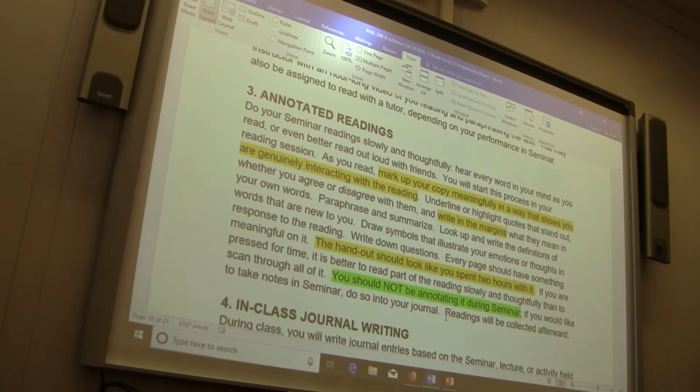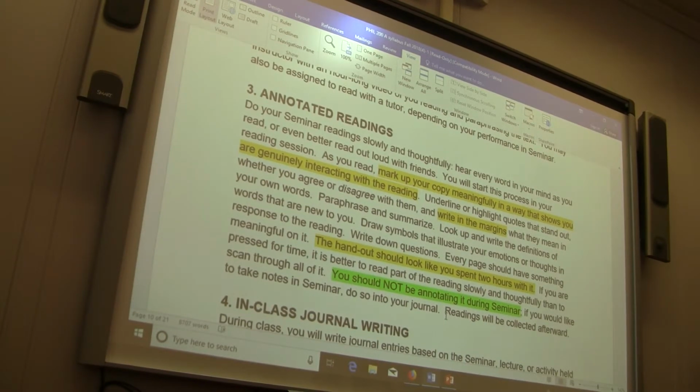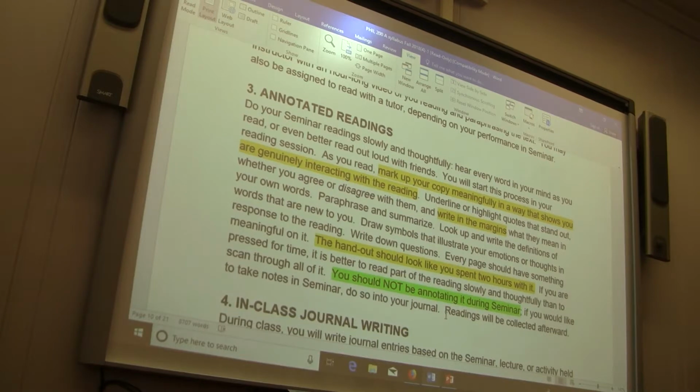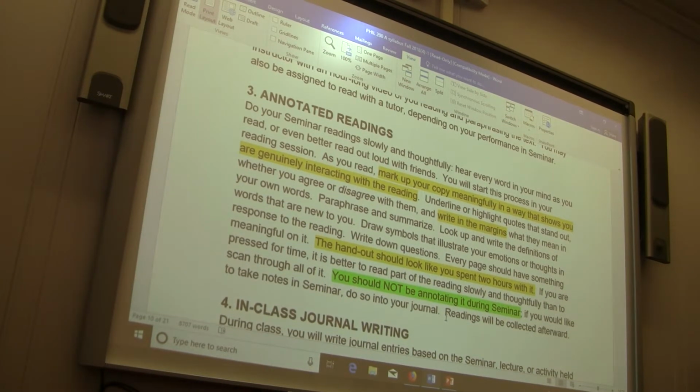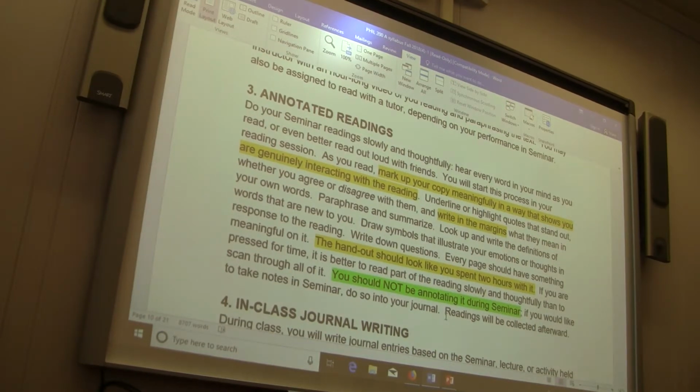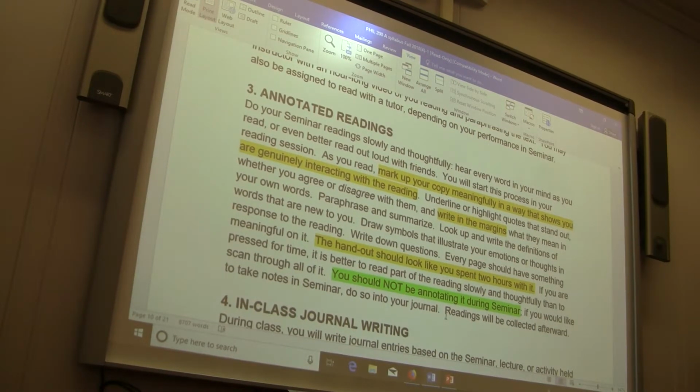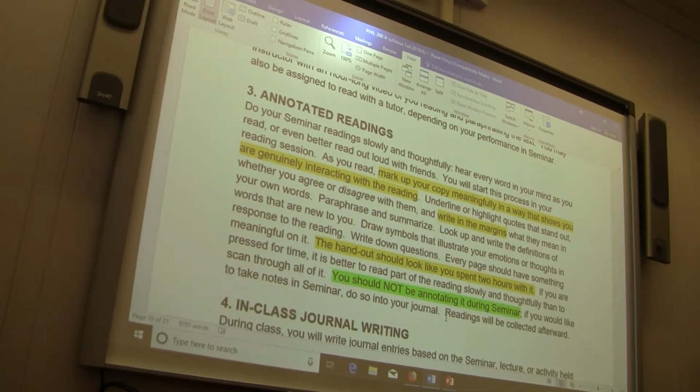Paraphrase and summarize. It can be helpful to summarize at the top of a page a key idea from that reading so that you can then go back and find it later. I'll show you an example sometime soon of an oral examination where a student has done this. He's marked up his text in a way that helps him answer questions during the exam. Look up and write the definition of words that are new to you. When I look at your annotations, I'm going to look for that. Are you learning new words? And then strive to use those words in seminar and in your everyday conversations. So you're making those words part of your vocabulary.